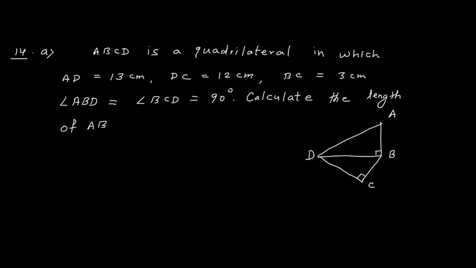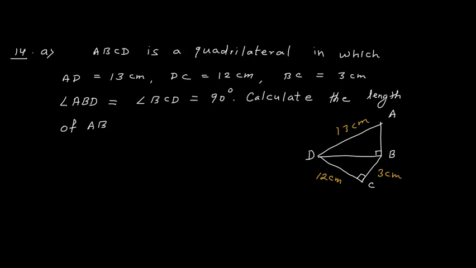Now, let us see this 14th question. ABCD is a quadrilateral in which AD is 13 centimeter. This AD is given 13 centimeter. DC is 12 centimeter. BC is 3 centimeter. And angle ABD and BCD is 90 degree each. Calculate the length of AB. We have to find the length of AB.